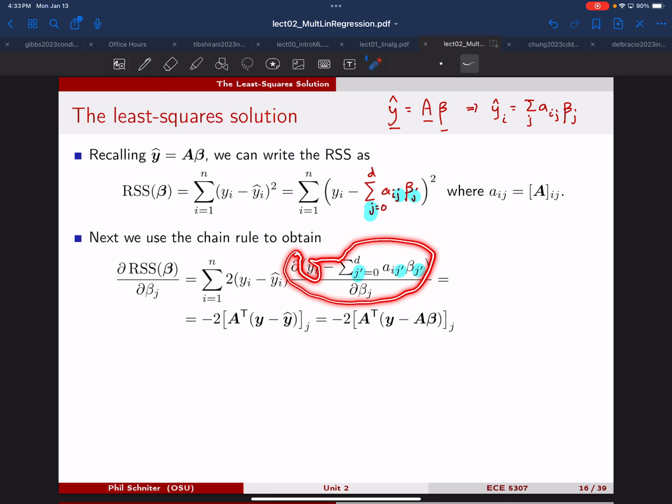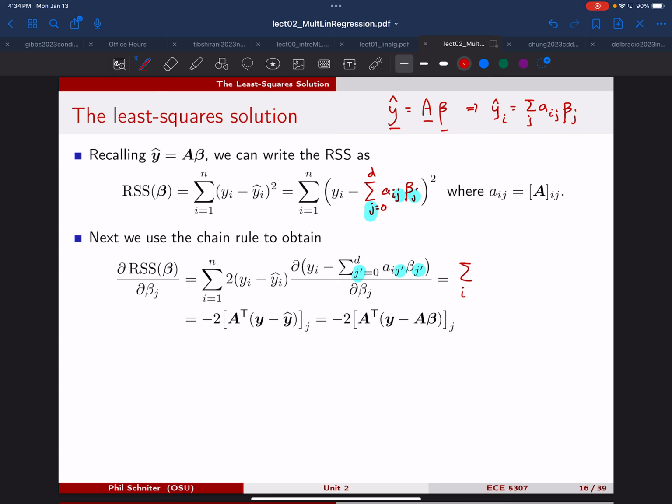So here, we want to use the idea that, again, this is linear. So I can move that derivative through the sum, and then I'm just looking at the derivative of this with respect to beta j. So now there's two cases. Either j prime equals j, or j prime does not equal j, right? If j prime does not equal j, what's the derivative? 0. And if j prime equals j, what's the derivative? The coefficient of beta j. Yeah, aij, exactly.